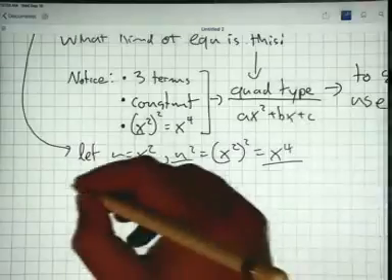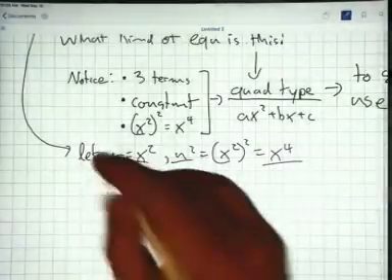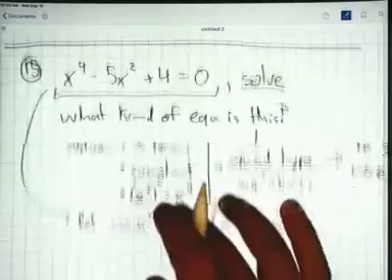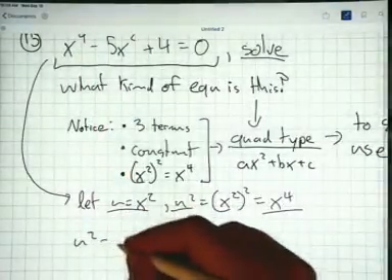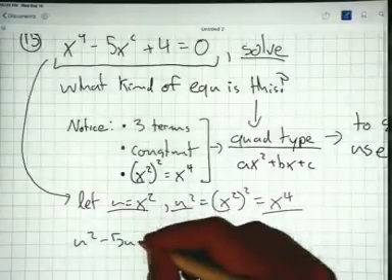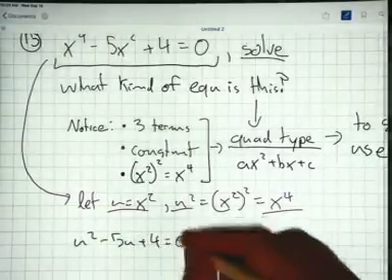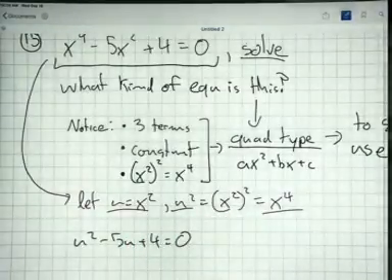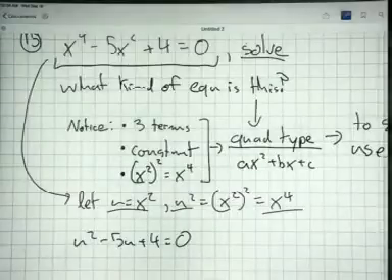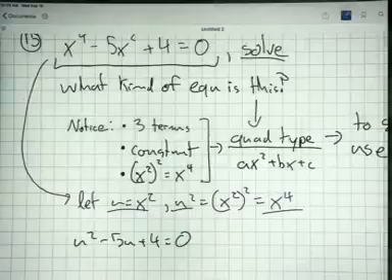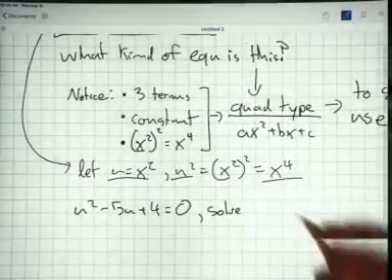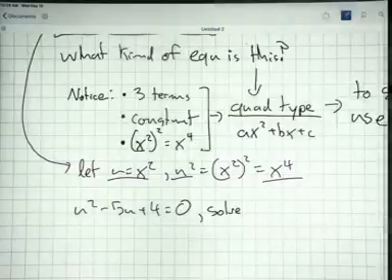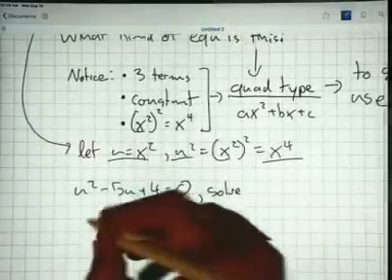Now we get to say things like this. Instead of x to the fourth, we have u squared minus 5u plus 4 is equal to 0. Are you with me so far? Solve. How do we solve this quadratic equation?